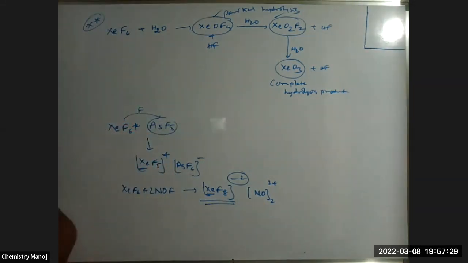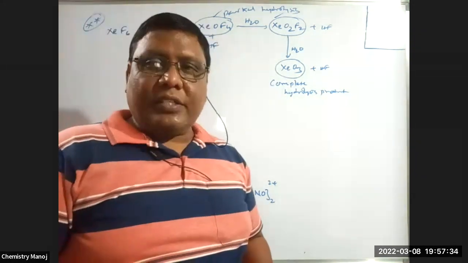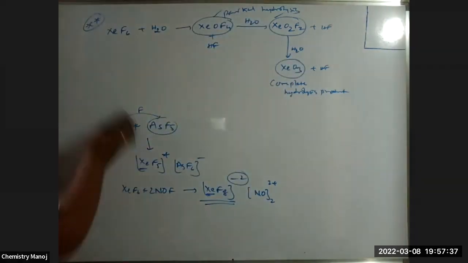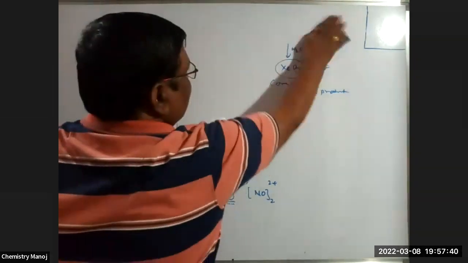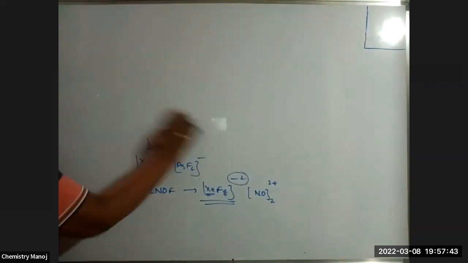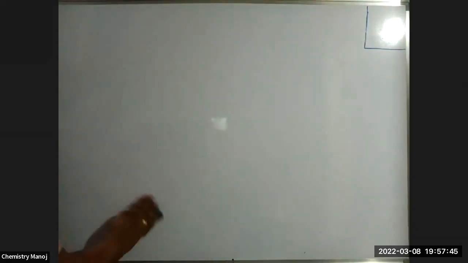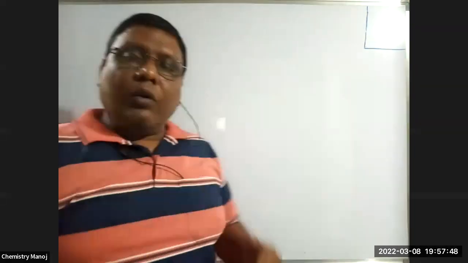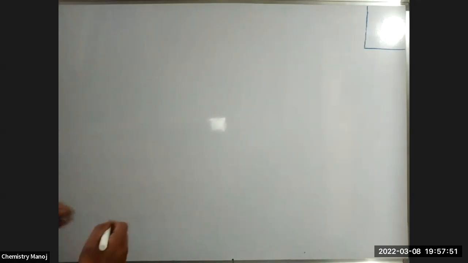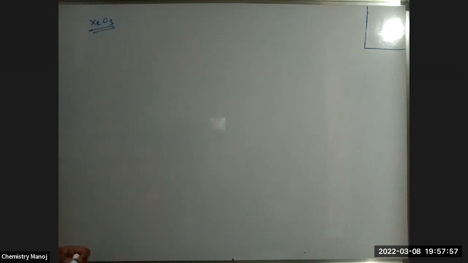Now let us discuss XeO3 and XeO4. Those are also important. How to prepare XeO3? By complete hydrolysis of XeF6, and also XeF4. Correct or wrong? XeF4 hydrolysis also gives XeO3 as the product. Correct? Yes, correct. Okay, those are the preparation methods.